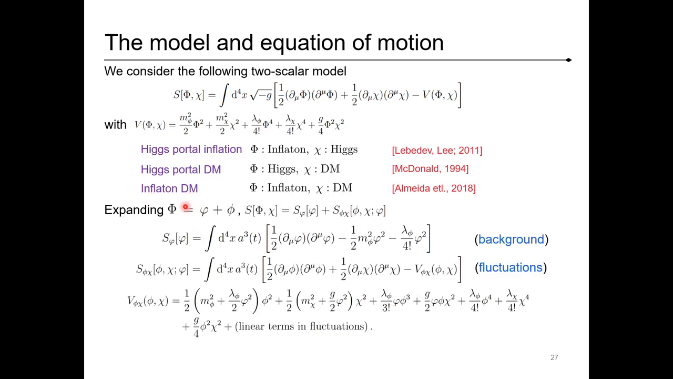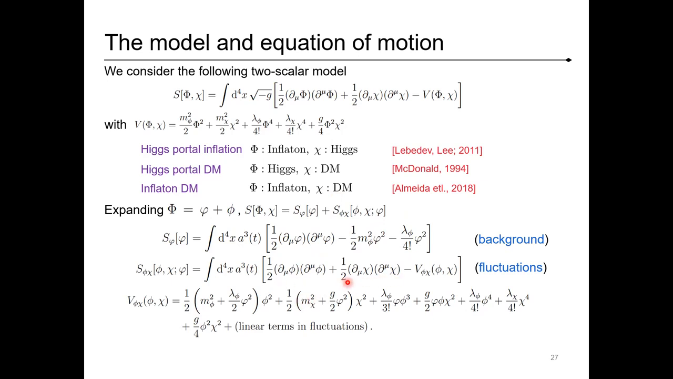And since the phi field has a non-vanishing one-point function, we need to expand phi about its one-point function. Then, as I mentioned, these are the fluctuations about the background field. And now the action can be written as two terms. This term is an action for the background field phi, every term is about phi. And this term is the action about the fluctuations. We have two fields, phi and chi, as the fluctuations.